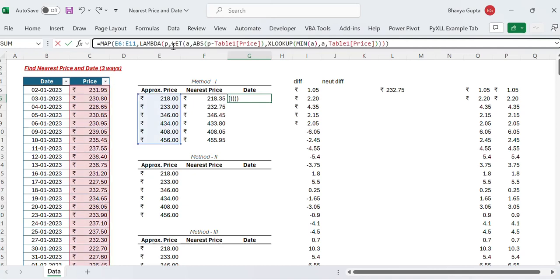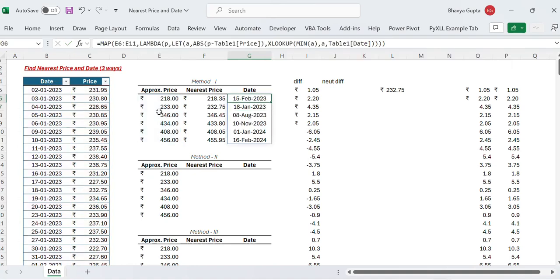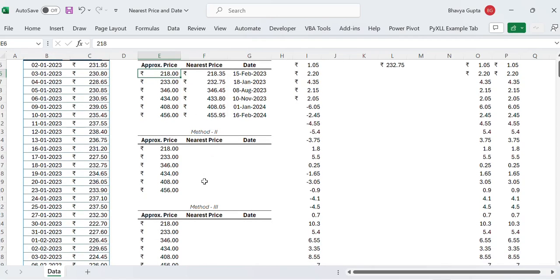So we will paste that. And what we can do is, instead of returning the price column in XLOOKUP, we can return the date column. So we will select that date column, press enter, and we have the corresponding dates as well. On 15 February 2023, we had this price 218.35, which is the nearest price to 218 here. So this is the result that we have.